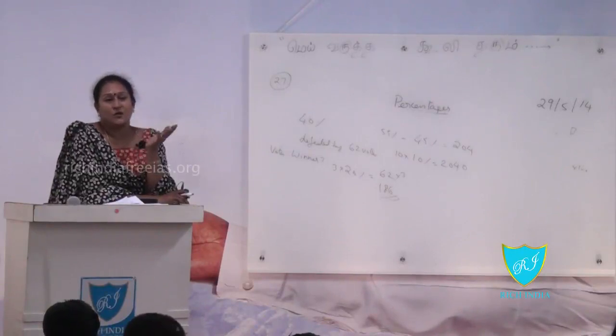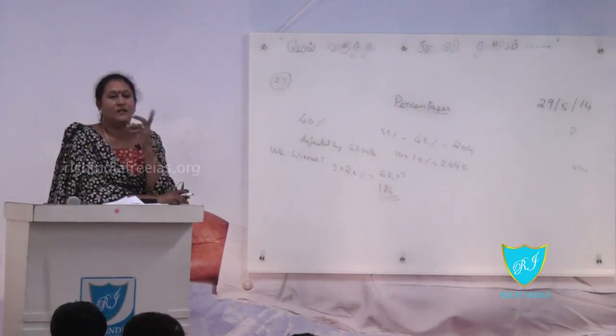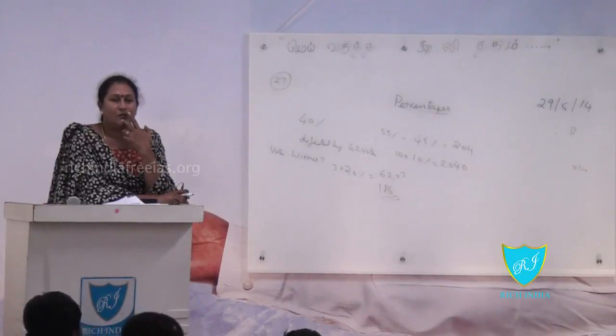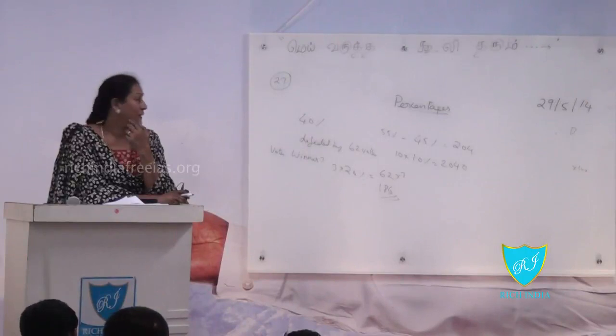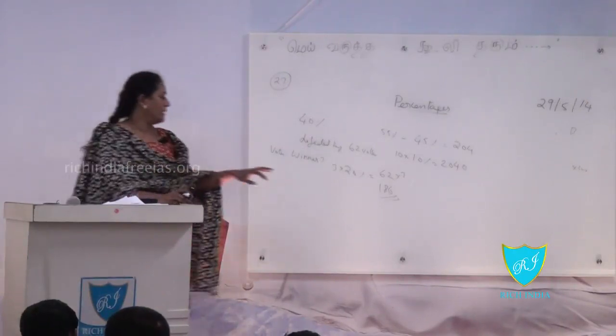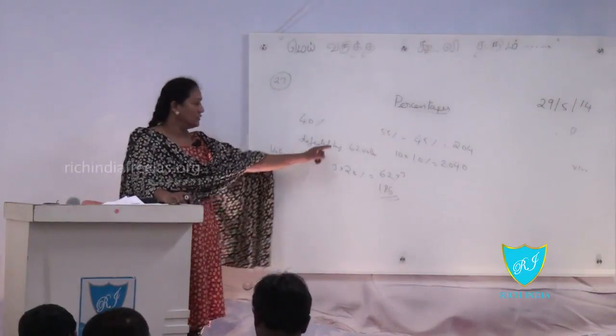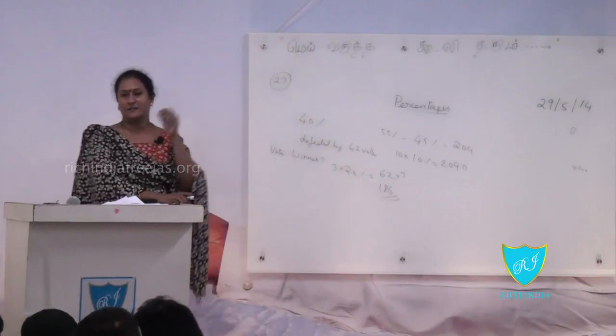Suppose the loser's votes is asked, what will be the answer? So what is the number of votes got by the loser? 124 into 2. So 20% is 62, you need 40%, so 62 into 2, 124 will be the answer.